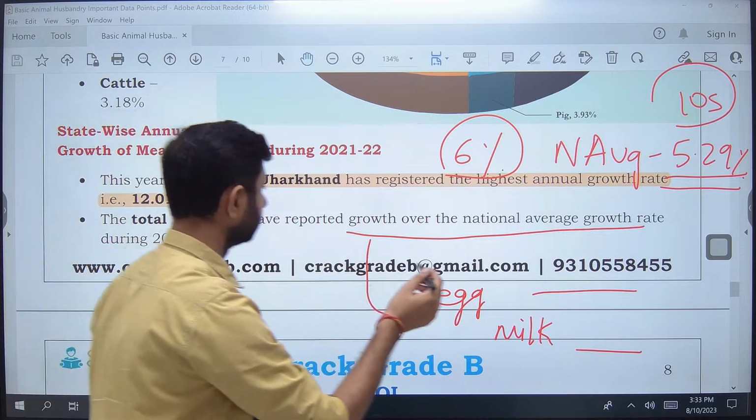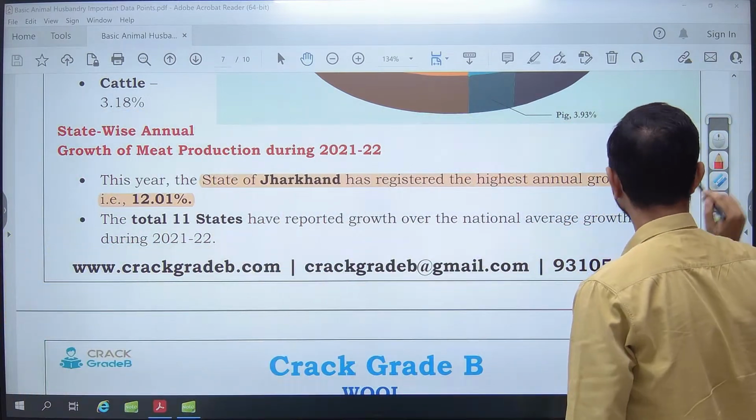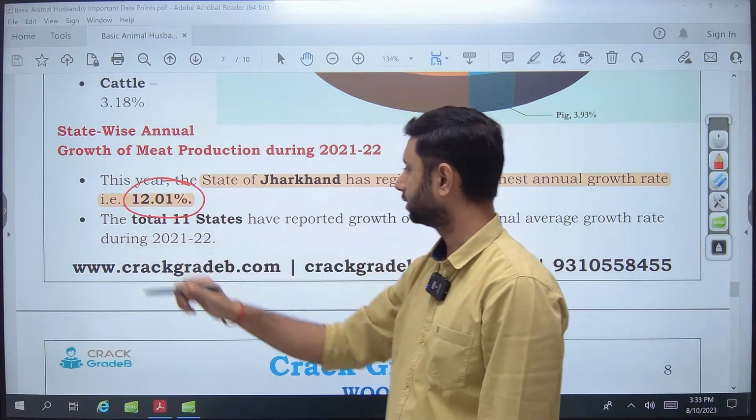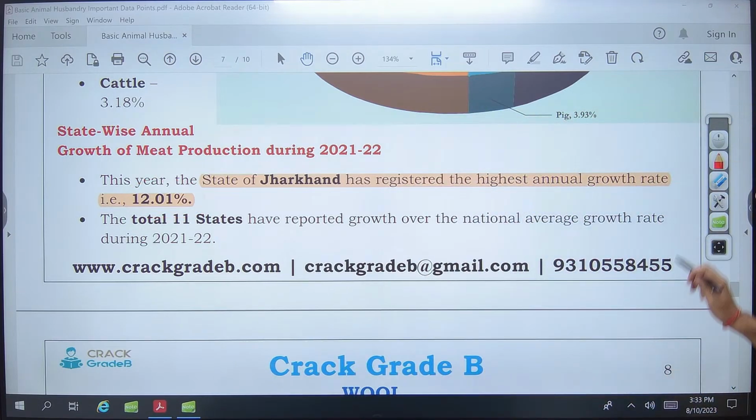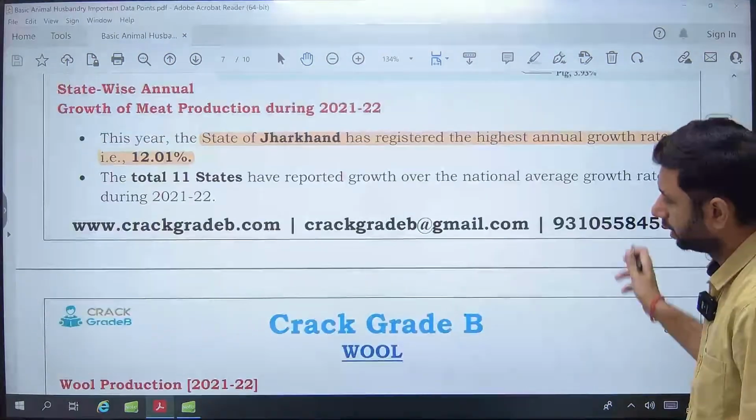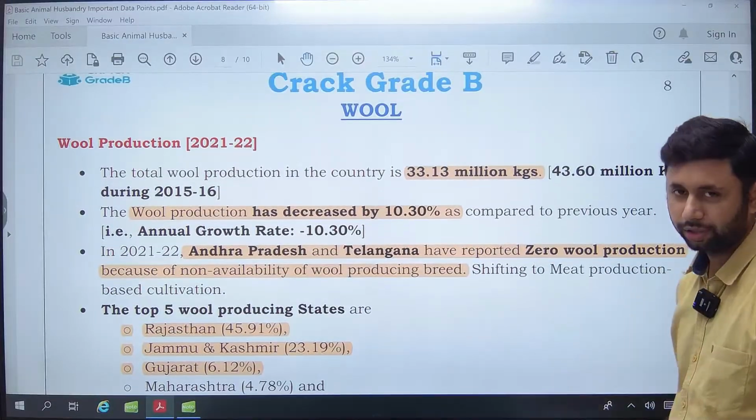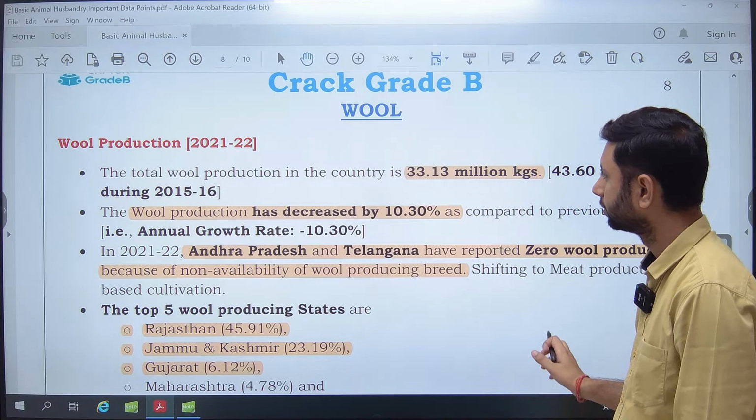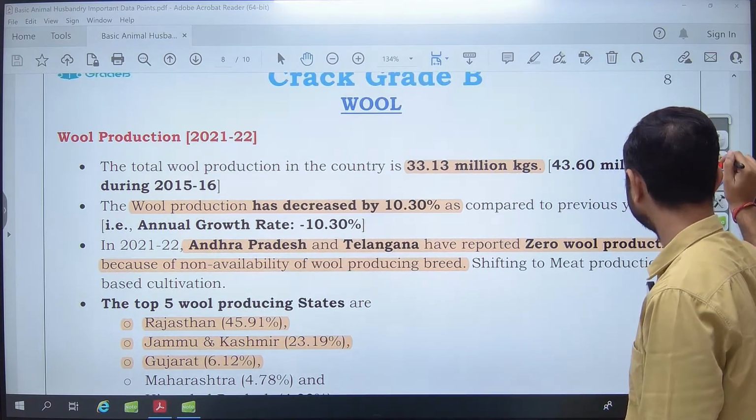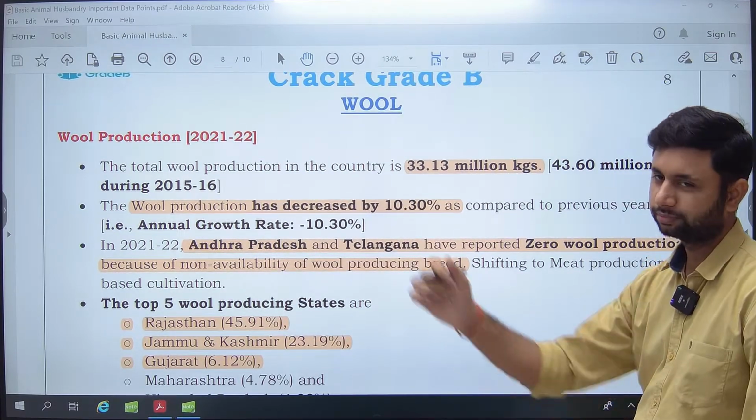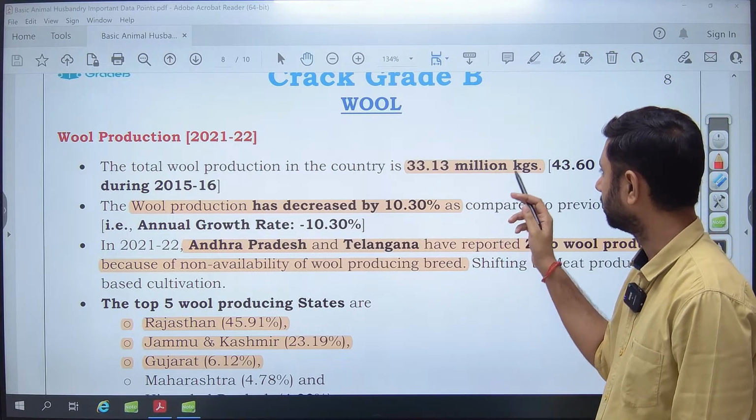Okay. So in case of meat, it is 12.01%. Good. Now let's move on to next thing, which is wool. This is our last commodity for this session. And just like that, this session is complete, and this session will be very much easier to remember also.